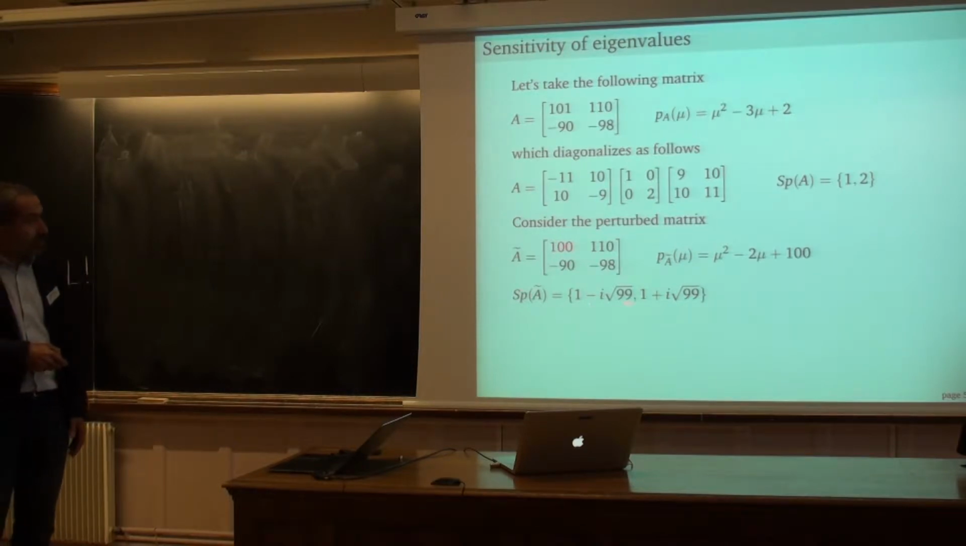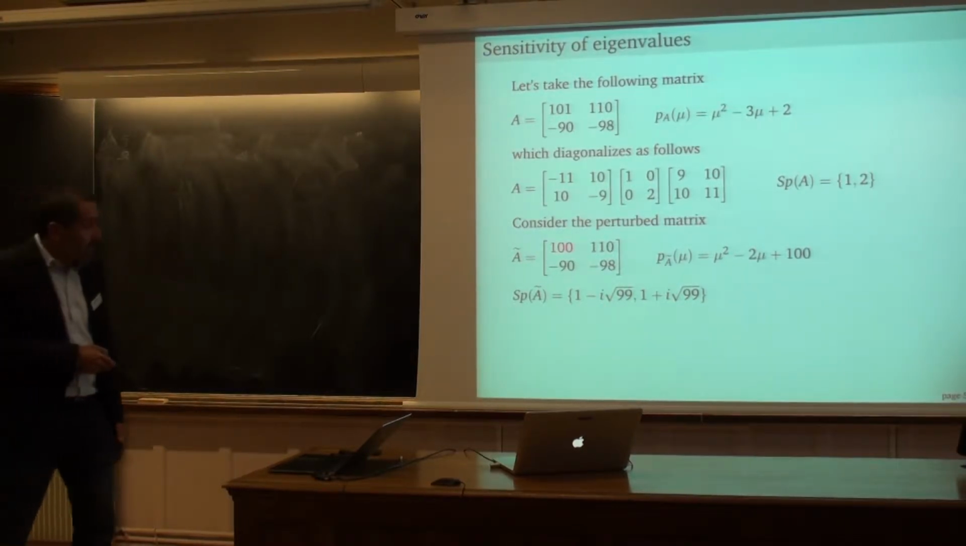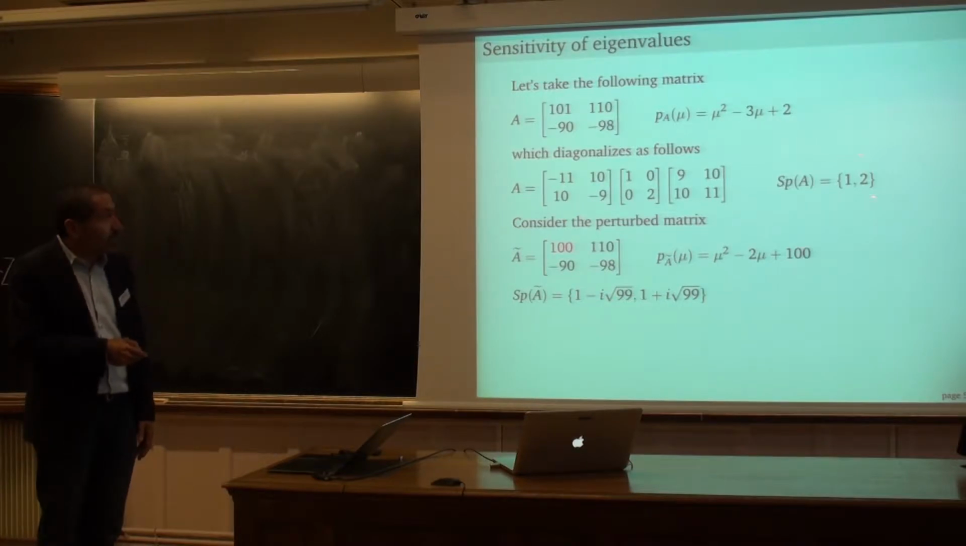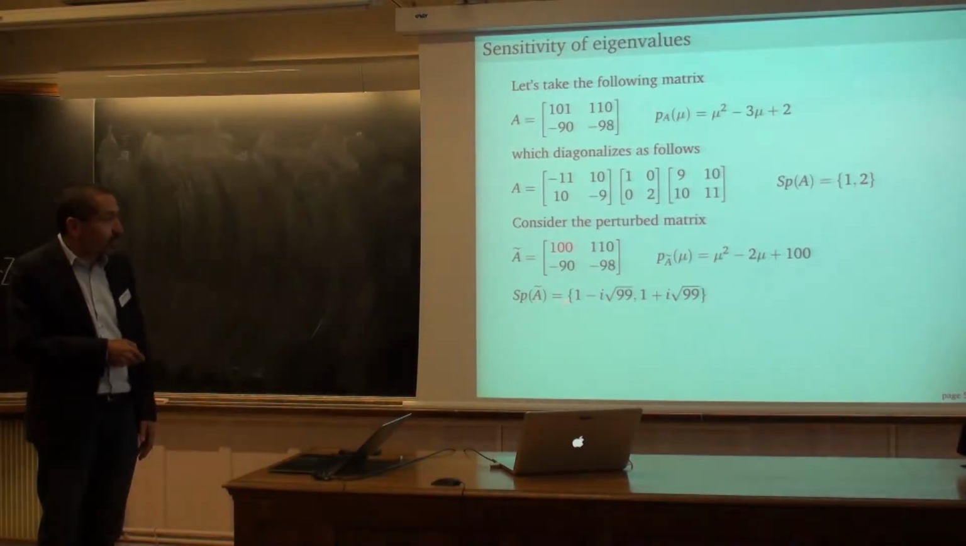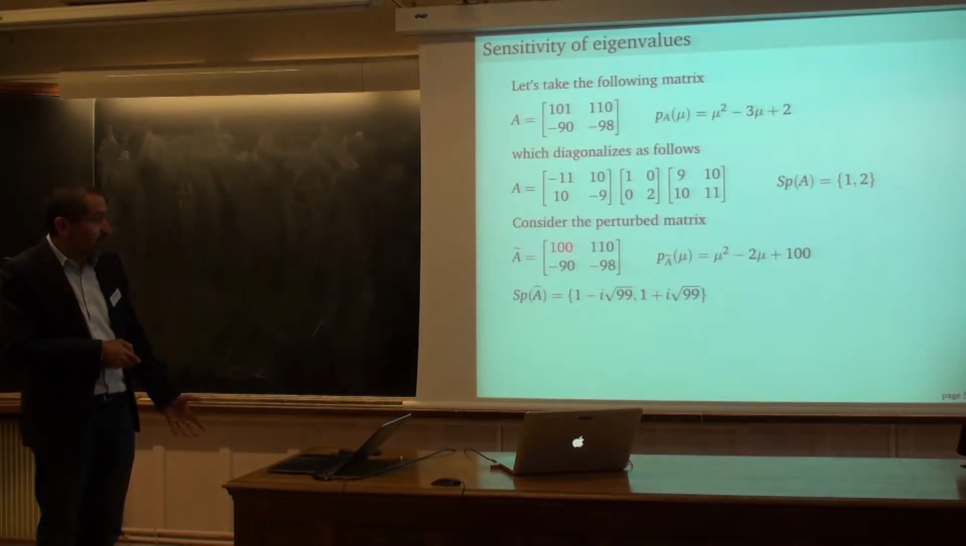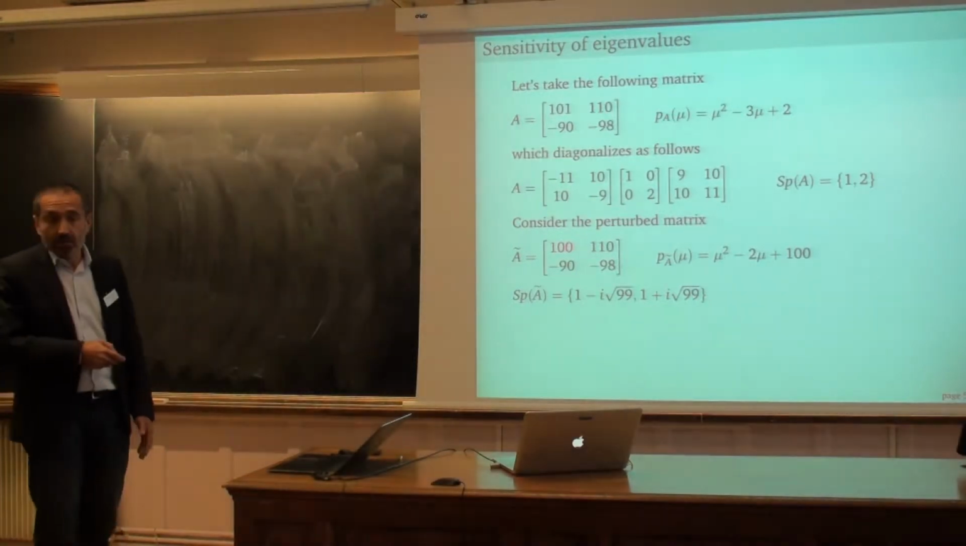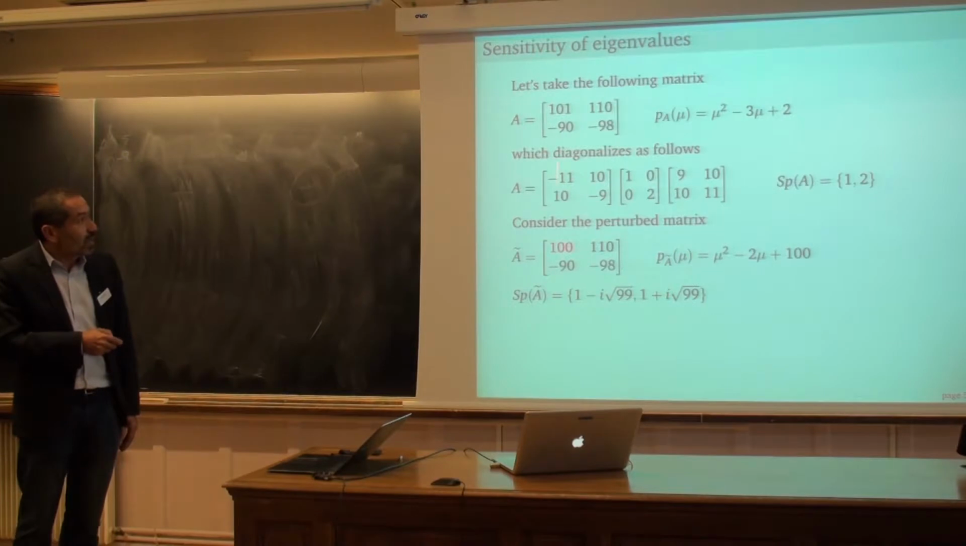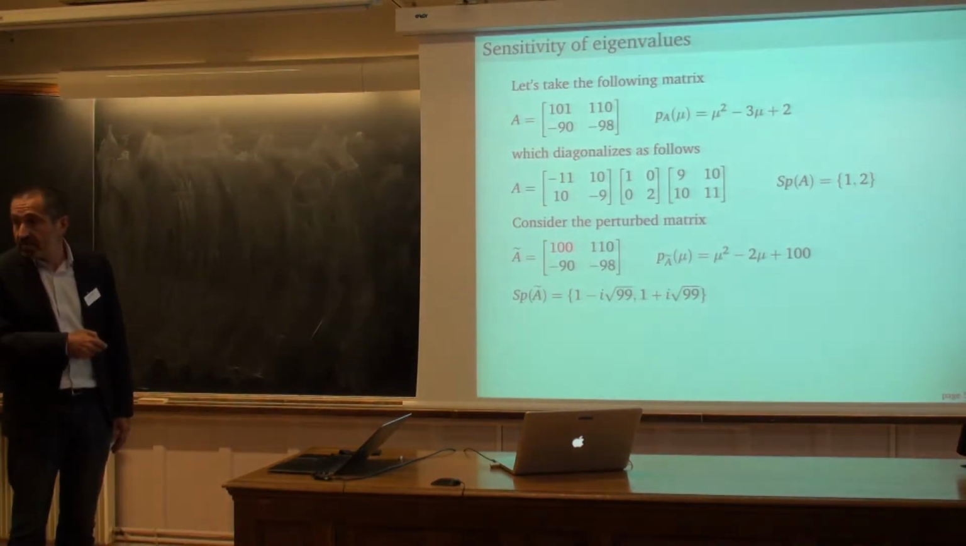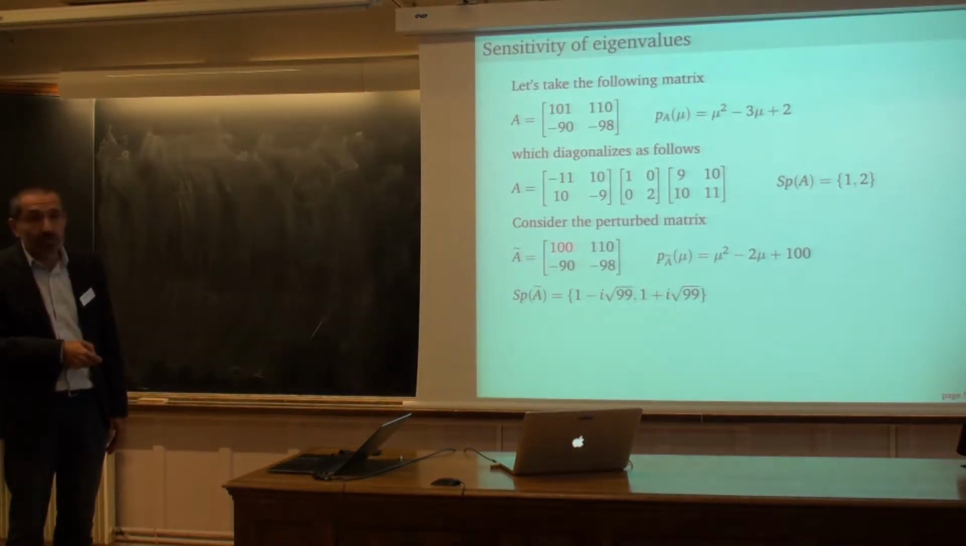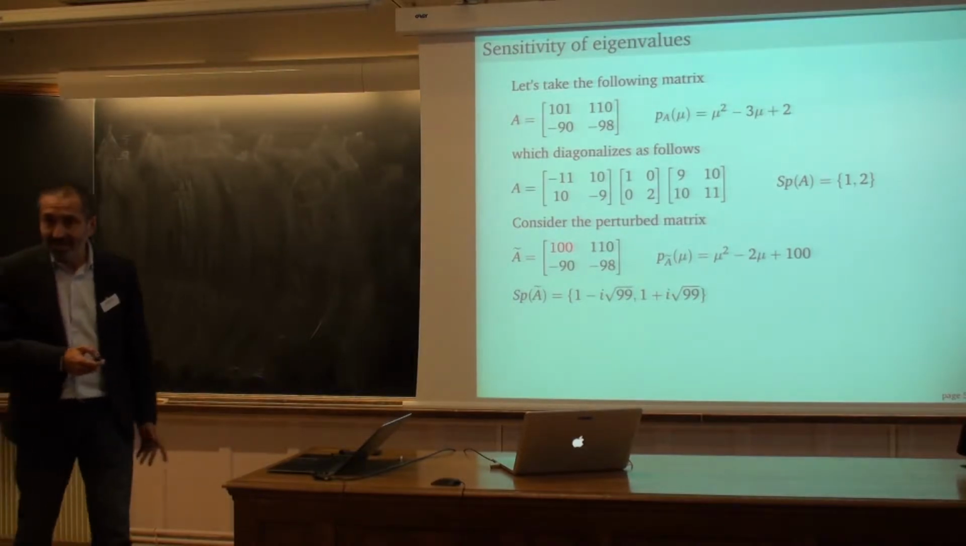And the new spectrum is completely different from the previous one. So instead of 1, 2, you have two conjugate complex numbers. And the error between the previous solution and the perturbed solution is of the order of 10, roughly speaking. Okay? So you make a relative perturbation of 1 over 100, and you perturb the solution by 10. So it's a huge difference.